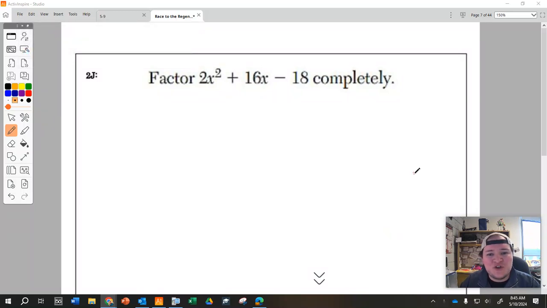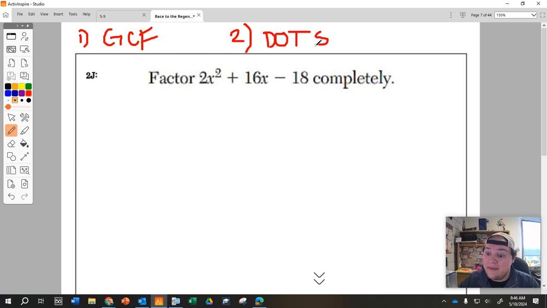All right, so question 2J says to factor completely. To factor completely means to factor twice. So to factor twice, you've got to know all the techniques. The first technique we learned was GCF. The second technique we learned was dots. That's the bell. There'll be one more. And number 3 was trinomial.